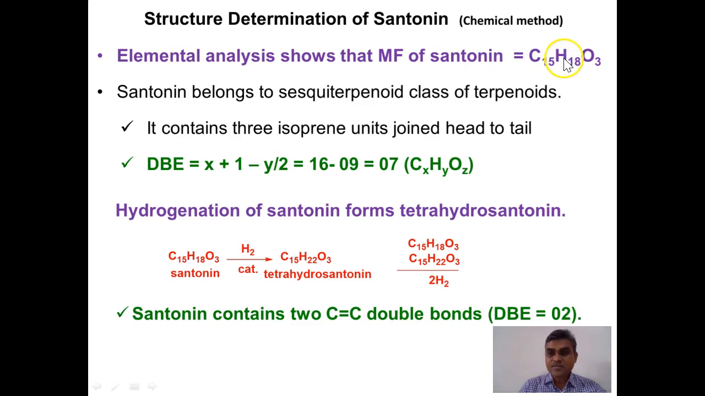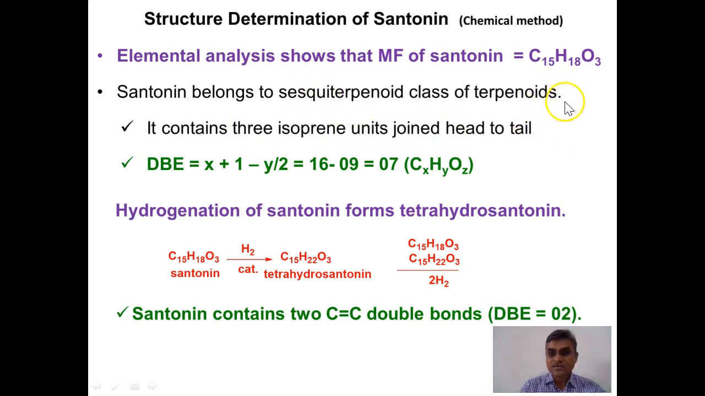Now from this molecular formula we get a lot of information about the structure of Santonin molecule. The 15 carbon atoms indicate that there are 3 isoprene units present in Santonin, and according to the isoprene rule we may assume that these 3 isoprene units are joined through head to tail linkage. Since it contains 3 isoprene units, it belongs to a class of sesquiterpenoid.